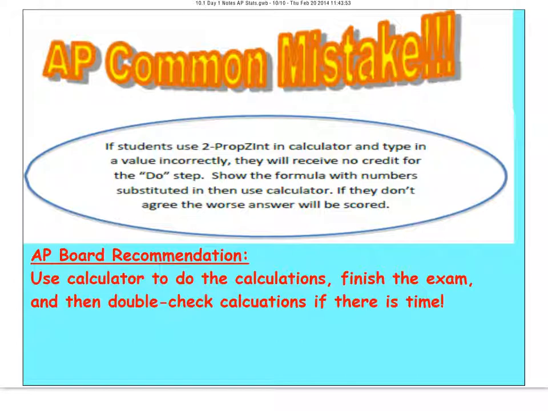Now, what I recommend doing is first just use the calculator on your calculations and then move on and finish the exam. If you're done and you have time, I would then go back and double check these calculations by actually doing the formula. Odds are you've typed it in properly, but what if you didn't? You don't want to drop from a 4 to a 3 automatically just because of a typo in your calculator.